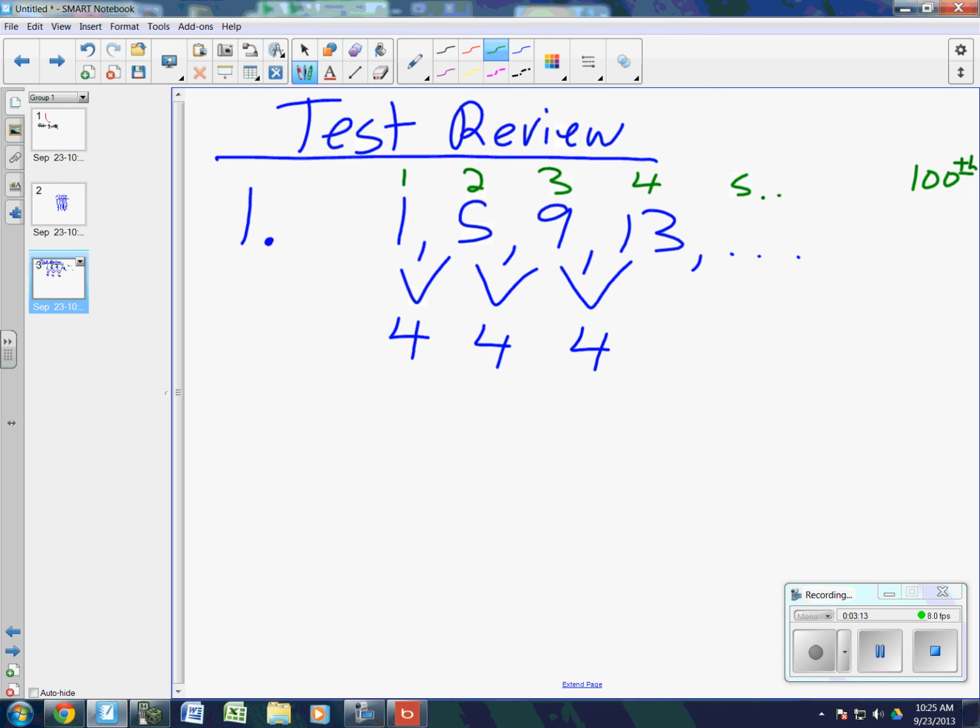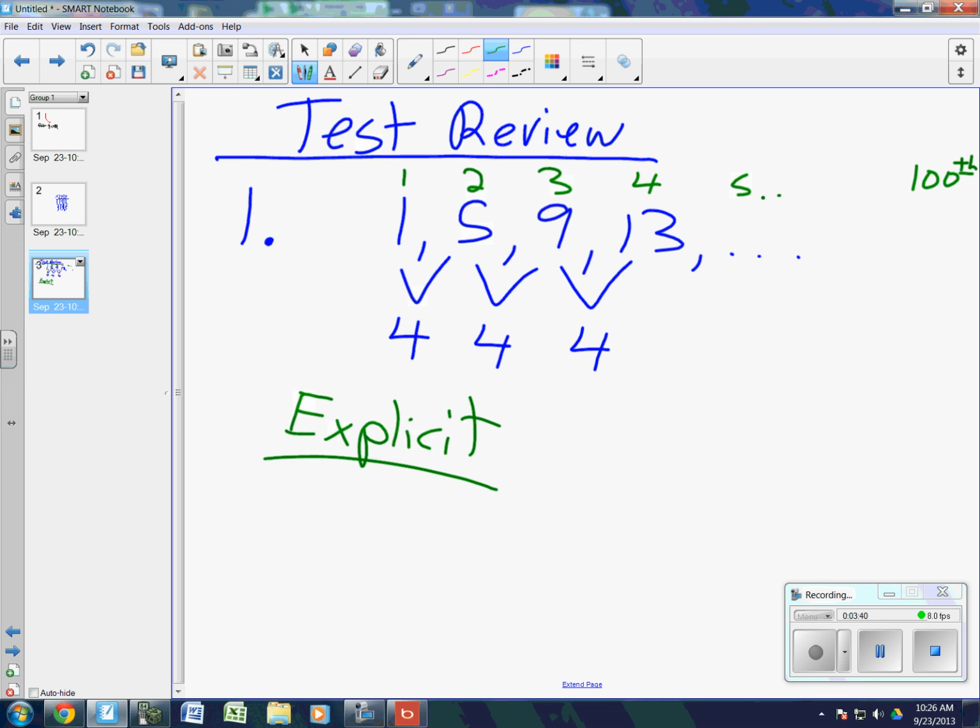If you know that already, or you have it in your notes, you don't have to worry about writing. But a recursive formula tells us what the next number in the sequence is. An explicit formula tells us, whatever term number we want, what the value of that term is. So that's what we're going to do right now. We're going to do the explicit first.